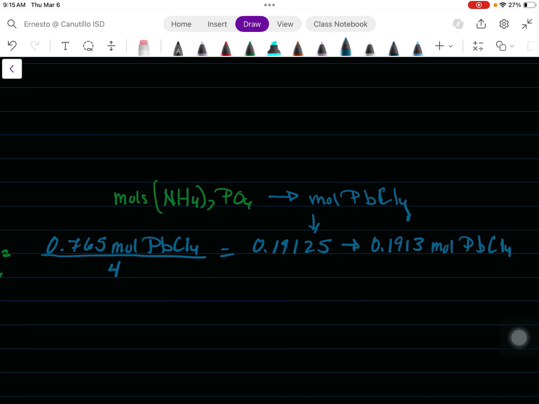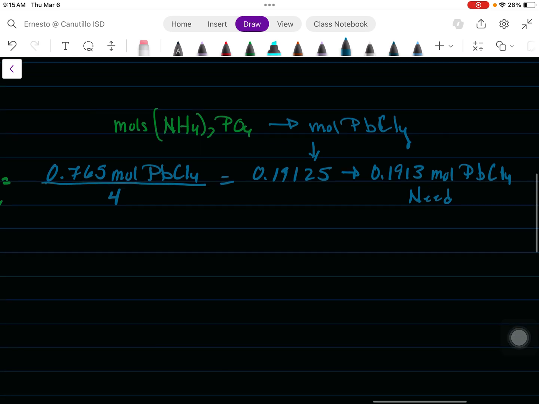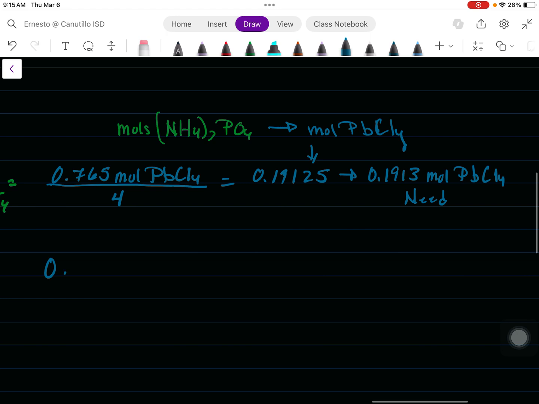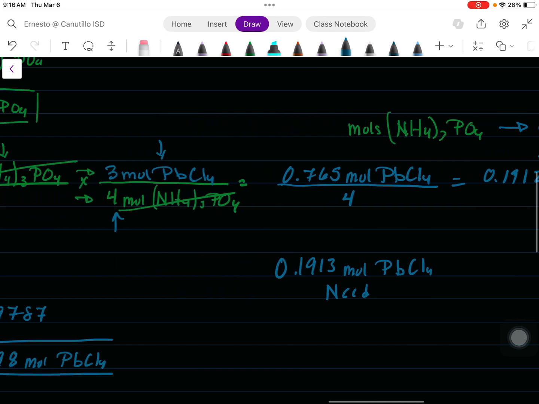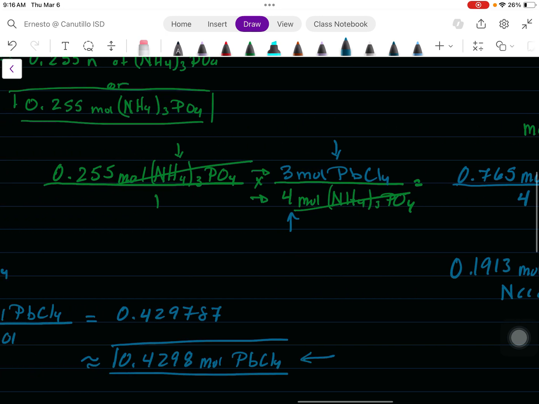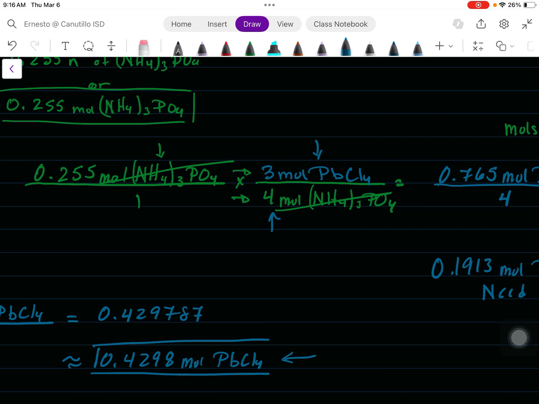Now, what does this mean? Well, this value of the lead 4 chloride, this is my need. So what you've done is you've calculated how much lead 4 chloride you need in order to run this reaction. Now, why does that matter? Well, if I need 0.1913 moles of lead 4 chloride, this is how much I need. I'm going to compare that to this number, right? Because this is how much lead 4 chloride you actually have in the reaction, because this is the 150 grams that we started with, right?